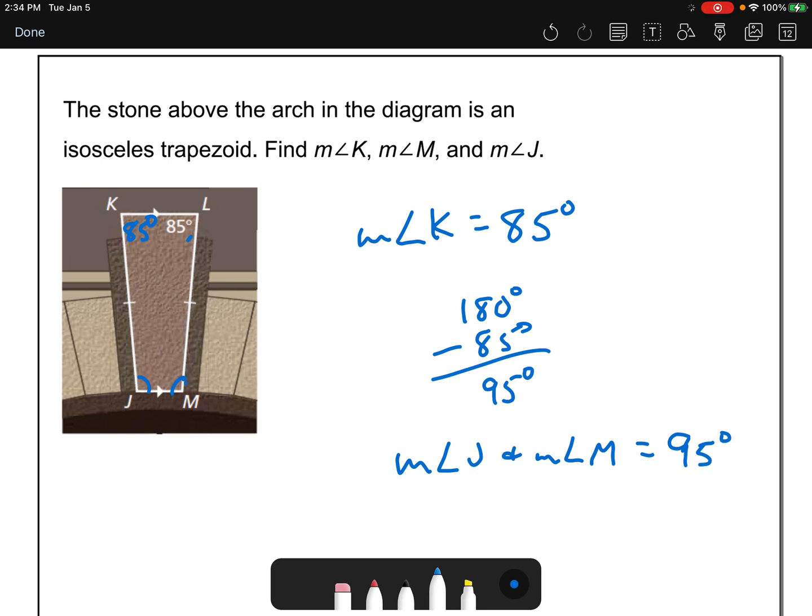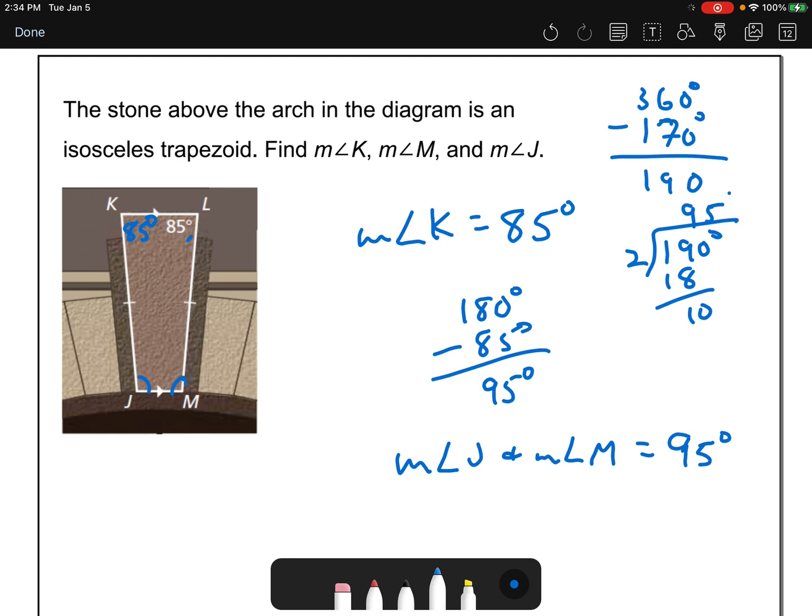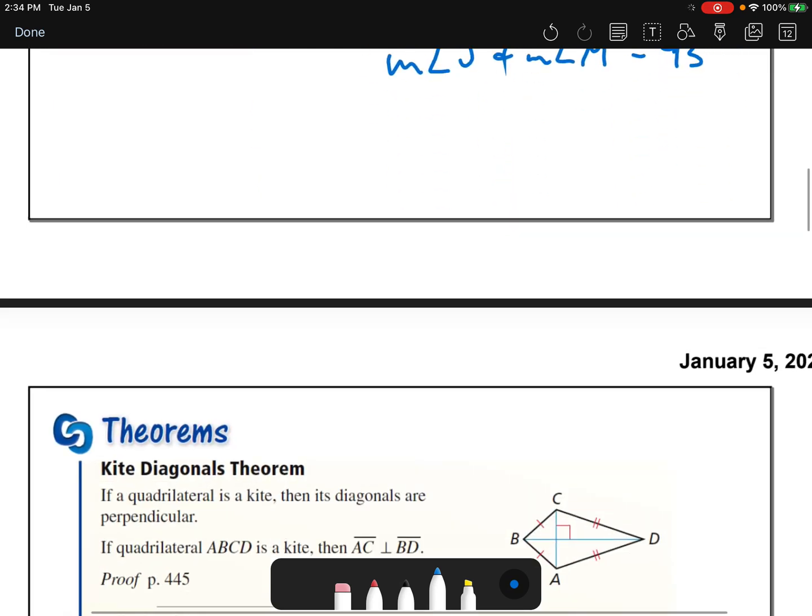Another way of doing it would be to add 85 and 85, and we get 170. We know that we have a quadrilateral, and from the lesson previously, that has to add up to 360. So those two angles would add up to 190, and we know they're equal. So we could take 190 divided by 2 and get 95 degrees. So either way, they're both going to be 95.